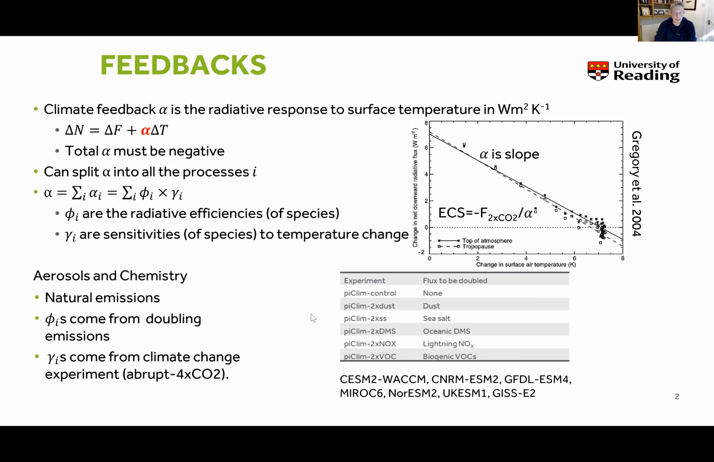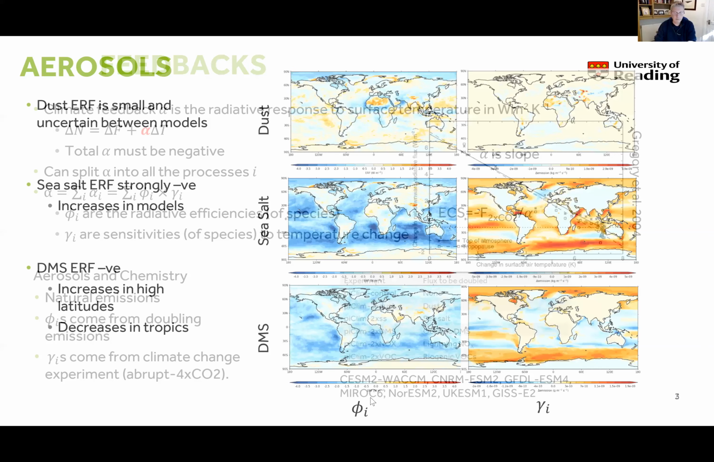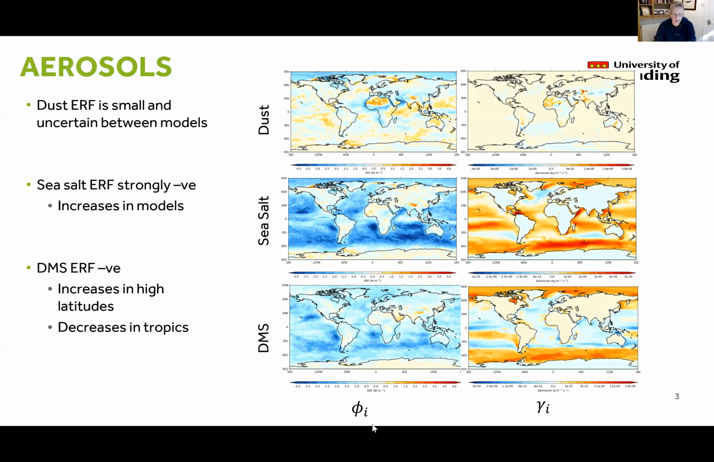Then we can calculate the sensitivity terms to temperature by perturbing the surface temperature in a model. The simplest way of doing that is using abrupt 4 times CO2 experiments. They give you your surface temperature change, and that will tell you how much your emission or concentration has changed with temperature. And here I'm illustrating these parameters, these phi and gamma terms.